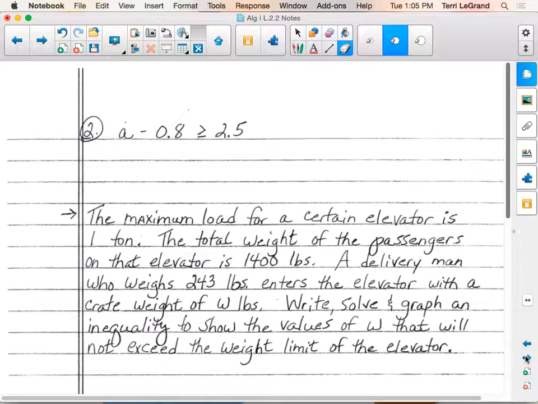Let's go back. You go ahead and solve number 2 and graph it. Solve it and graph it. No, there's not enough room for you to check it, so you can do a mental math check if you want.